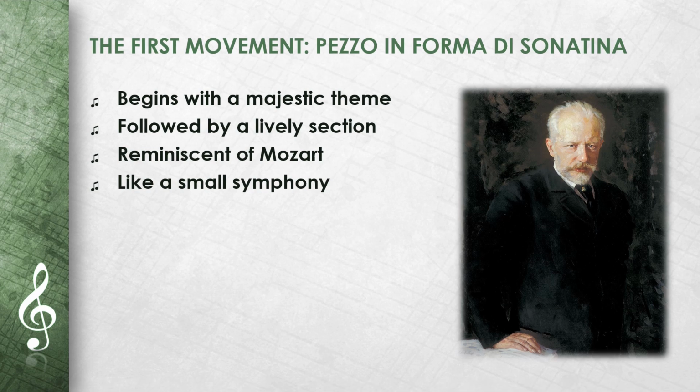The first movement is entitled Pezzo in forma di sonatina. It begins with a majestic theme that is repeated several times. This is followed by a more lively section that is reminiscent of Mozart. The majestic theme returns at the end. This movement is like a small symphony.